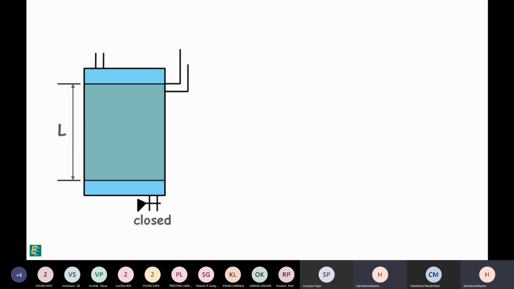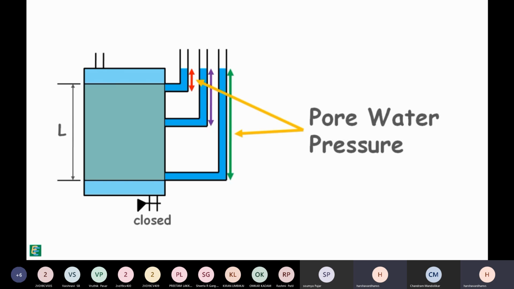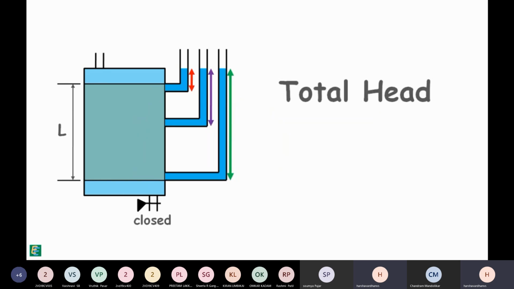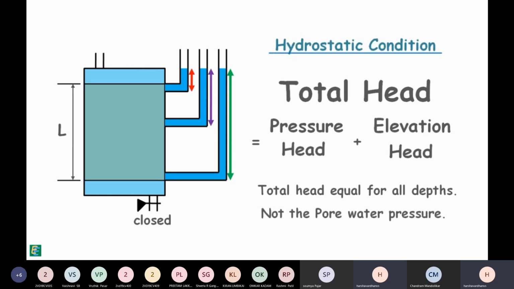We insert the standpipes at different depths in the soil and notice that water has risen in all the pipes up to the same elevation. But the height of the rise is different for different pipes. And we know the height of the water column in the soil at that depth. So, pore water pressure is different at different depths. It is the total head, which is the sum of pressure head plus elevation head, that is equal for all depths in the soil in hydrostatic condition, not the pore water pressure.